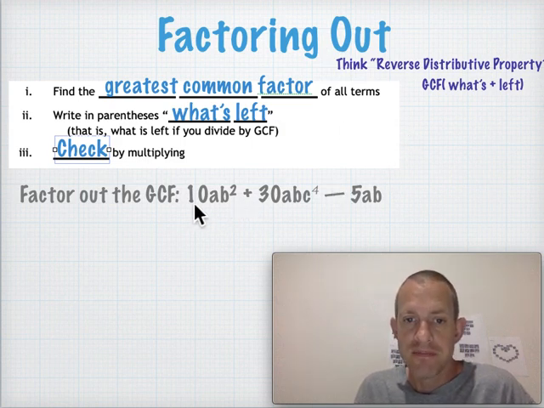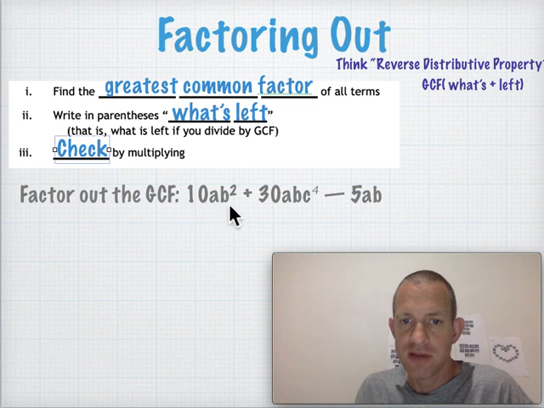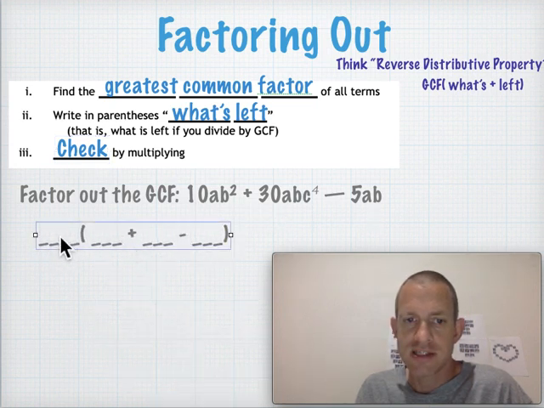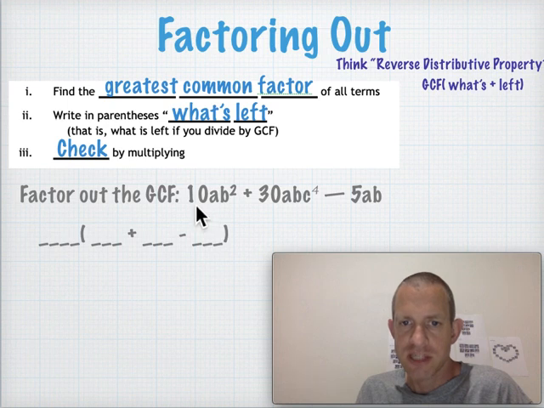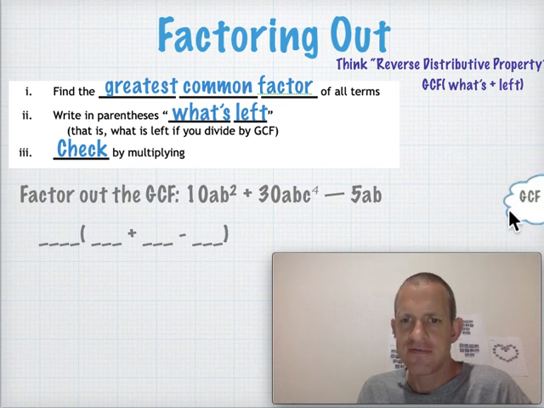So, in this example, I've got 3 different terms, and so my goal is to write it as something times 3 things that give me this. So that is the reverse distributive property. The first thing I'll do then is to look for the greatest common factor. What's the biggest number that 10 and 30 and 5 can all be divided by? And I think that's 5.